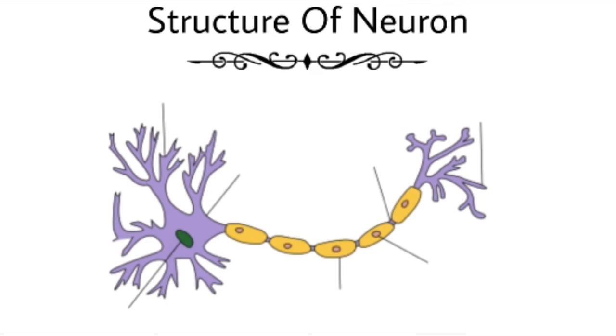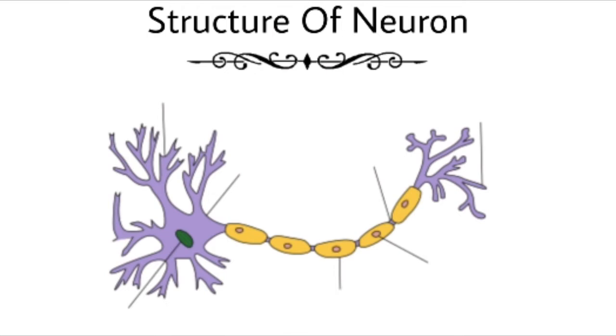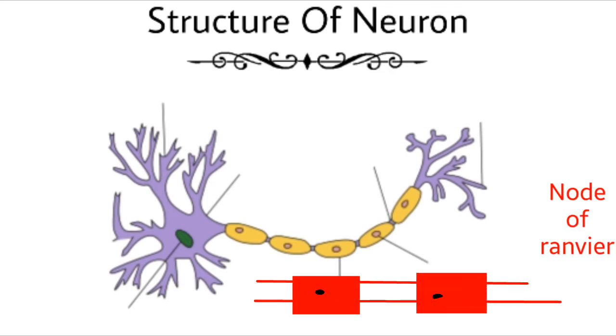They form the myelin sheath around the axons. What is the myelin sheath? Myelin sheath is made up of lipids, and it acts as an insulator. And the neurons which have a myelin sheath around their axons are called myelinated neurons. So I hope this structure is very clear to you, and this little space between two adjacent Schwann cells is called the node of Ranvier.